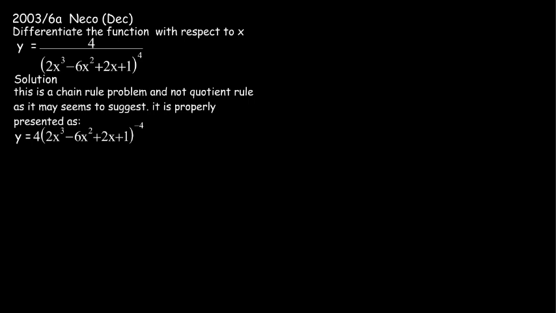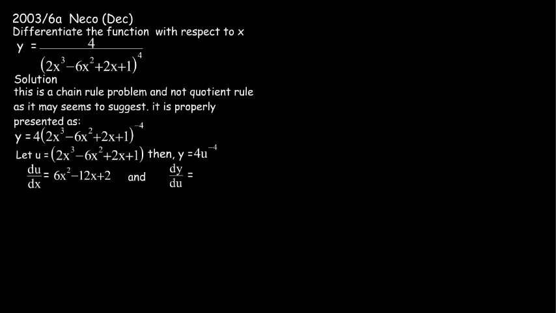At this point, we make our entire bracket equal to u. That is, let u be equal to 2s cubed minus 6s squared plus 2s plus 1. Doing so, our y will be equal to 4u raised to the power of minus 4. Our next step is to look for du over ds and dy over du. Now, du over ds will be equal to differentiating u with respect to s using our general formula. It becomes 6s squared minus 12s plus 2, and our dy over du will be equal to minus 16u raised to the power of minus 5.